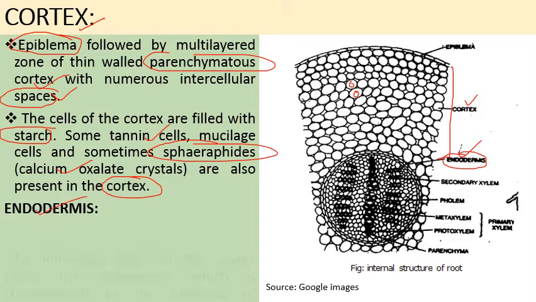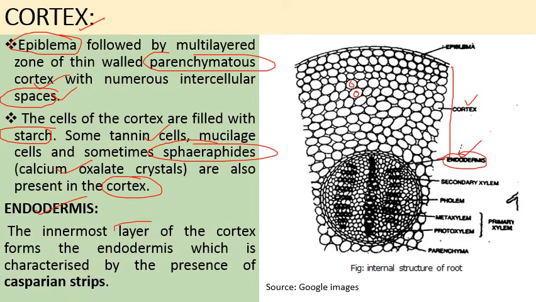Next layer is endodermis. It is the innermost layer of cortex, and it forms the endodermis, which is characterized by the presence of prominent Casparian strips, which help in the formation of a watertight channel in the roots.